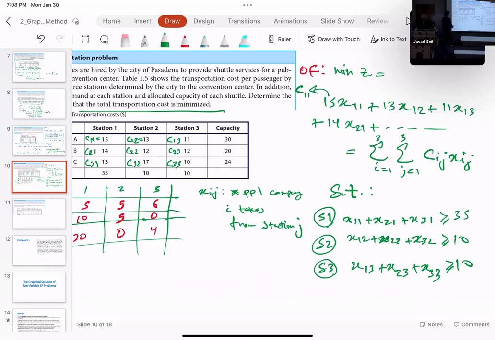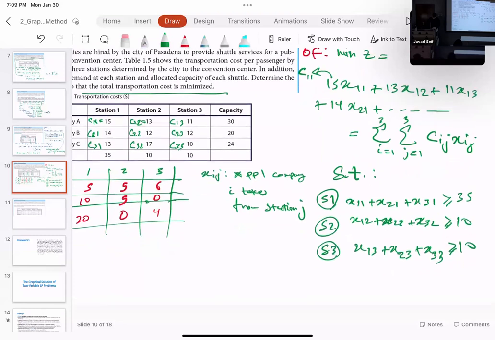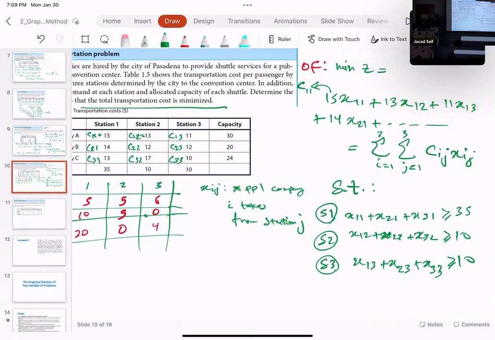There's a capacity for company 3. So I'm going to add 3 more variables, 3 more constraints: company 1, company 2, company 3. Don't go beyond 30 for company 1, 20 for company 2, 24 for company 3. And what X's come here, show here.